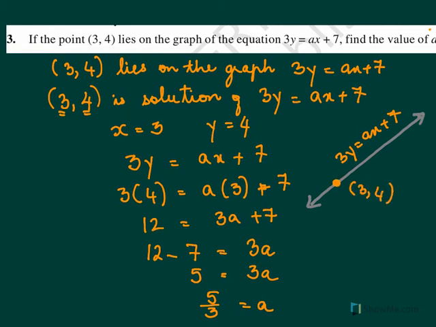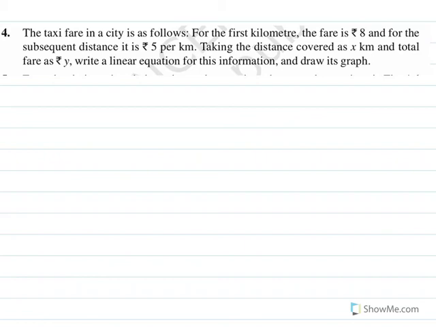So if it lies on this line, it is the solution of that line. It will satisfy that equation. The taxi fare in the city is as follows. For the first kilometer, the fare is 8. And for the subsequent distance, it is 5 per kilometer. Taking the distance as x and the total fare as y, write a linear equation and draw its graph.